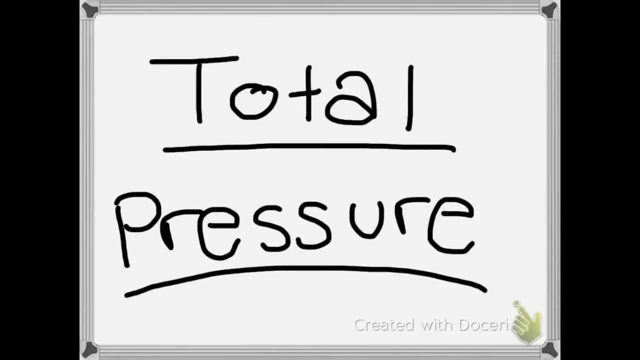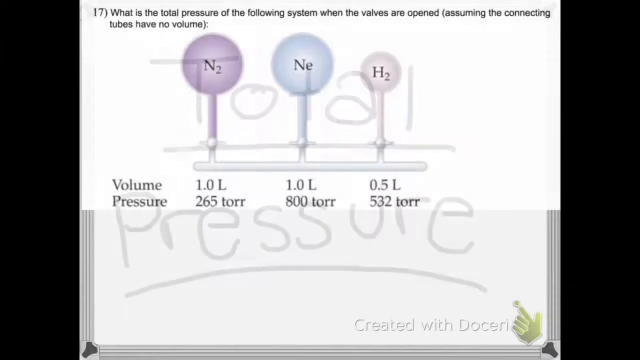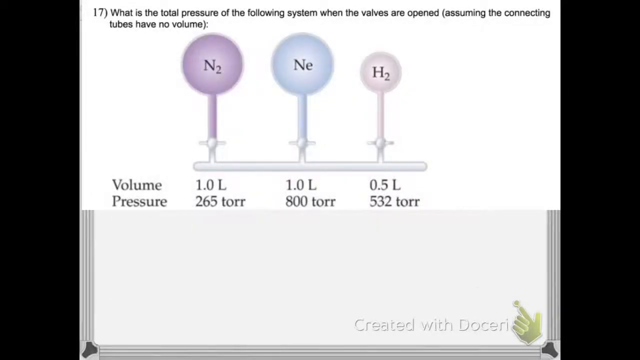This is a video on total pressure, and total pressure is the sum, so we will be adding individual pressure amounts to find the total pressure of a system. So here is a problem. We have to find the total of the pressure when the valves are open. So we have all the information we need, and now we're going to find the total pressure of the system.